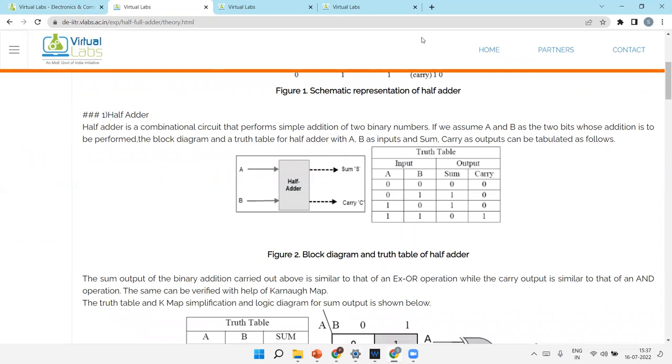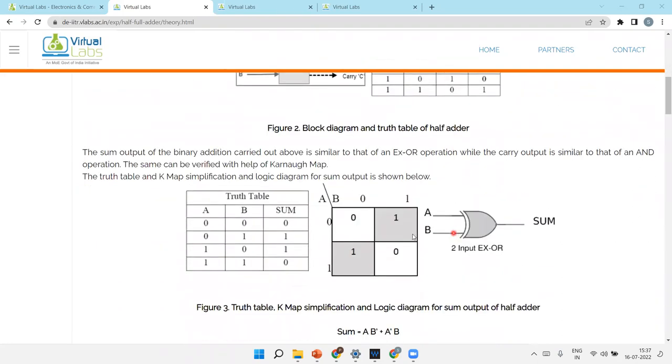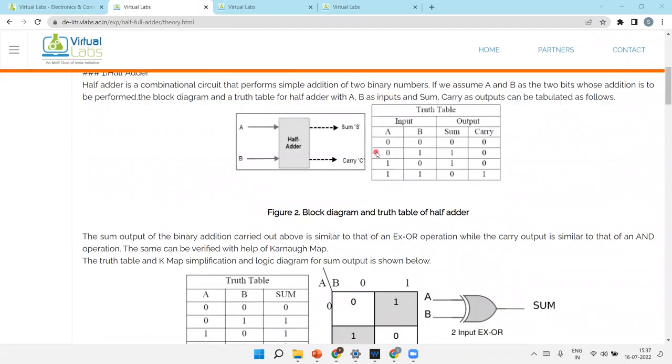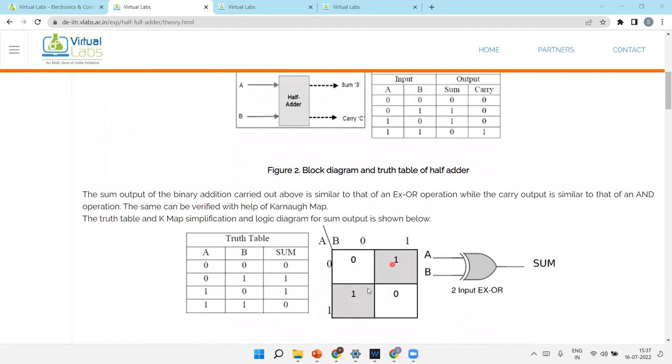Okay. The numbers are A and B. So A and B, 0 plus 0, sum 0, carry 0; 0, 1 gives sum 1, carry 0; 1, 0 gives sum 1, carry 0; 1, 1 gives sum 0, carry 1. Okay. If you solve the equation of sum and carry, then we used to use K-map for sum and carry. So for sum, the two numbers A and B, the K-map 0, 1, 1, 0.